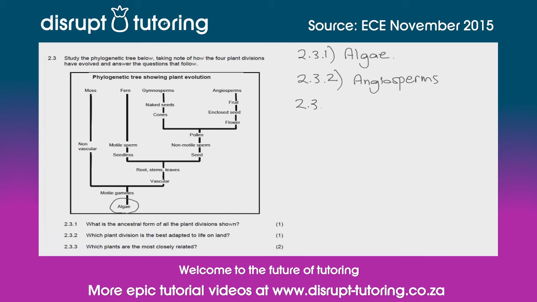And the last question, 2.3.3, which plants are the most closely related, for 2 marks? Well, this is also an easy one. We just need to look at the end of our phylogenetic tree here, and we can see that the gymnosperms and the angiosperms come from the same branch, so those 2 are the most closely related. So gymnosperms and our angiosperms.